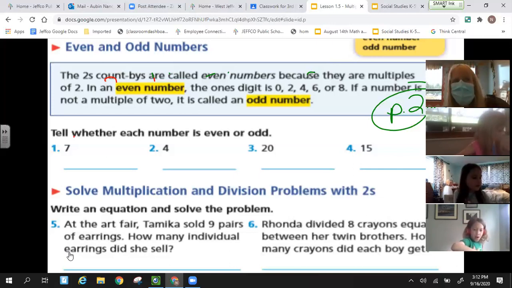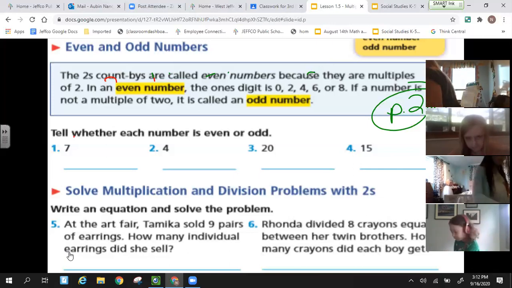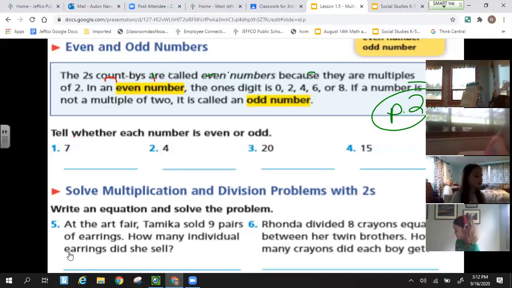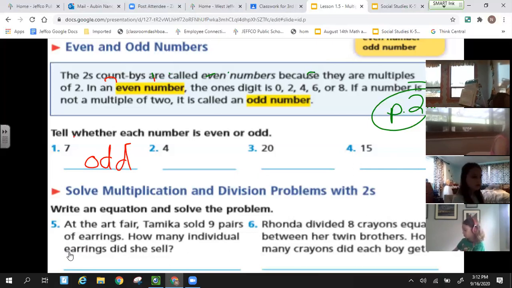So let's look at these numbers. 7, write in the chat. Is that even or odd? Or write it in your workbook and hold it up. Anybody know if 7 is an odd or even number? If you're not sure, count by your 2s. Jensen says odd. Jensen, you are right. It is odd. Can you unmute and explain why you think so? Because if you take 3 away from 7, it makes 4, and it's not equal. Excellent. Someone's going to get 4, someone's going to get 3, and someone's going to be mad.